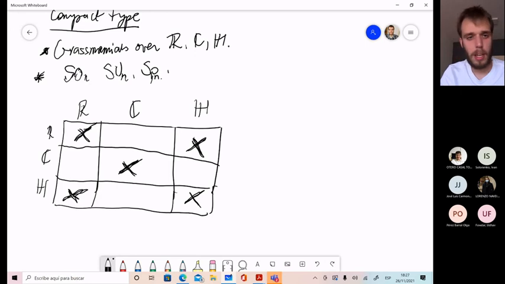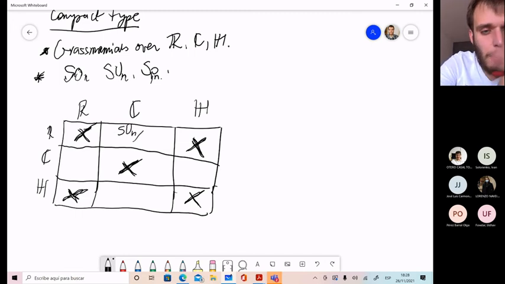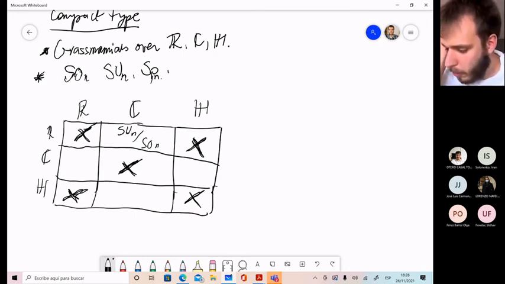And now we are going to start with these compact groups that I mentioned. So, for instance, C. What is the group related to C? It is SU(n), right? And what is the maximal compact subgroup of SU(n), related to R? SO(n). So maybe you can already know what I'm going to do.